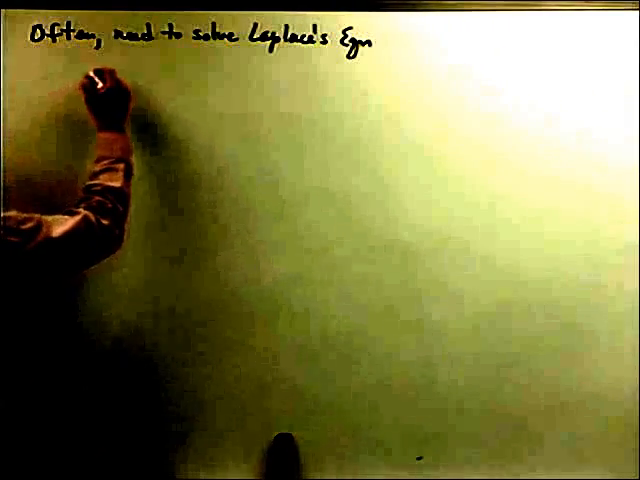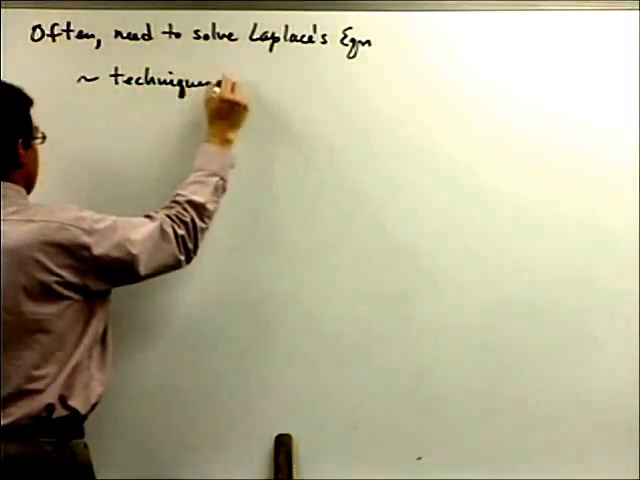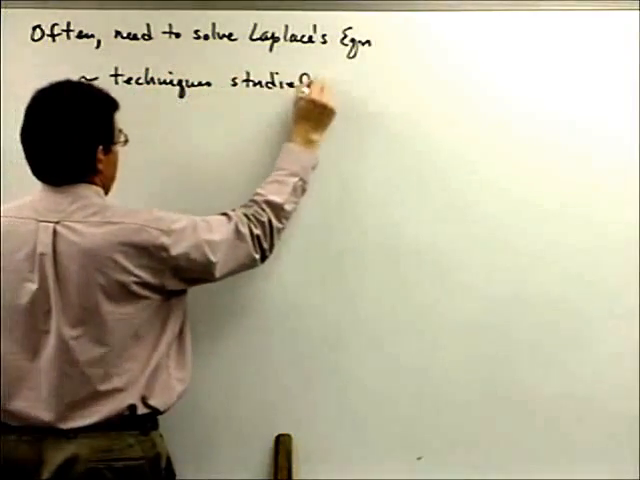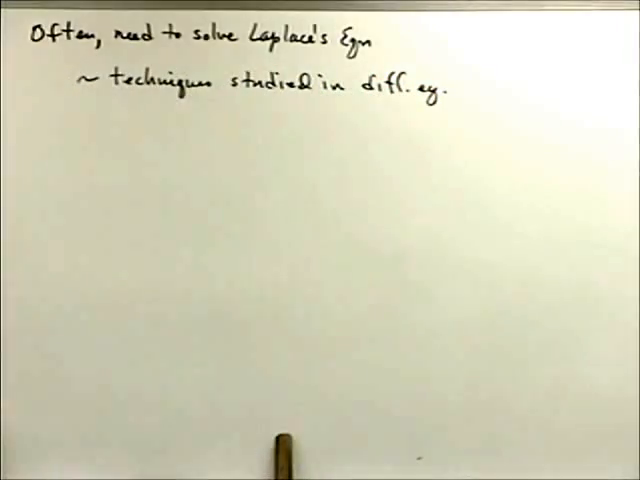This is something where there's various techniques that you've studied in your differential equation class, where you can try to apply and bring to bear here. There's one technique called separation of variables that works if you're dealing with a problem where all the boundaries coincide with constant coordinate planes in Cartesian, cylindrical, spherical. It becomes very easy to come up with general solutions to Laplace's equation.